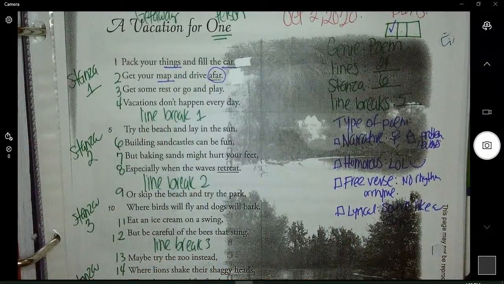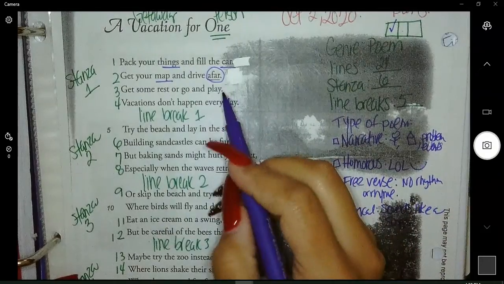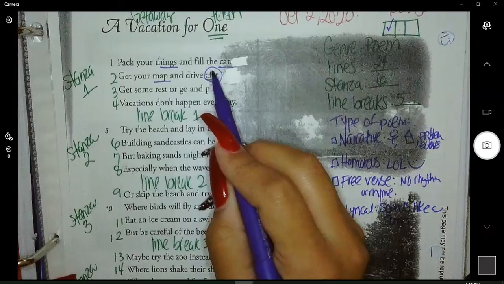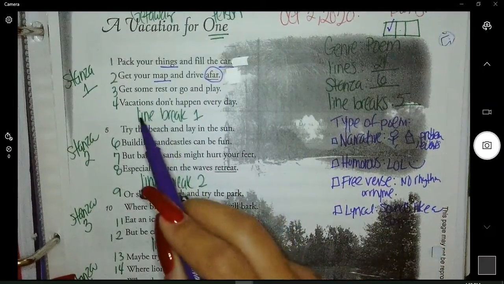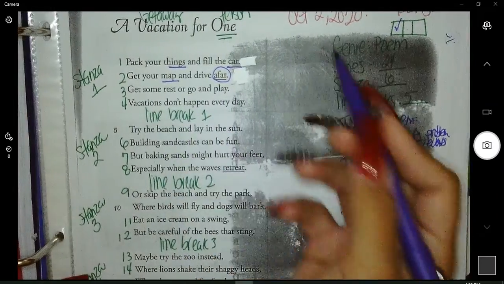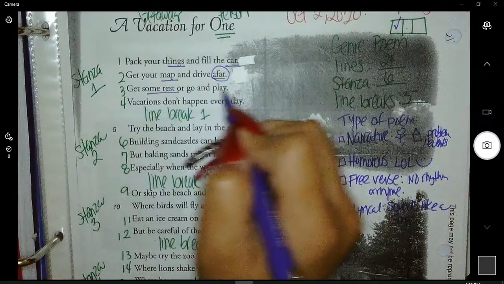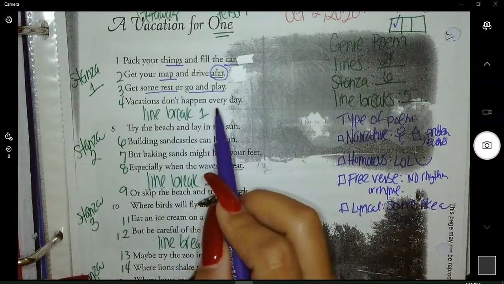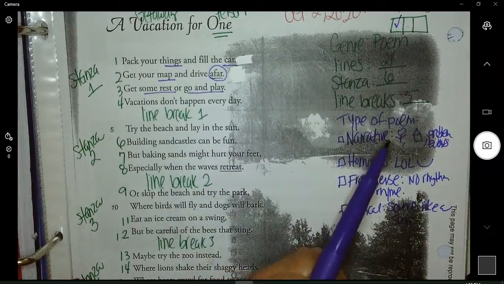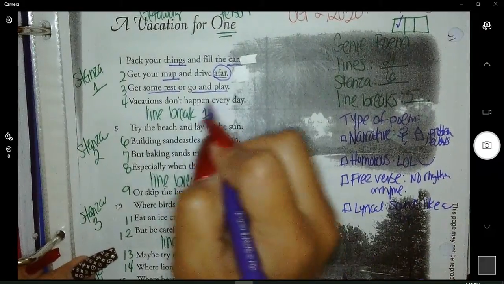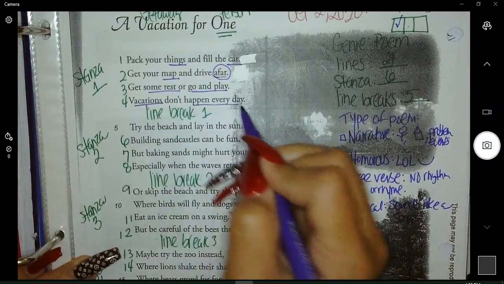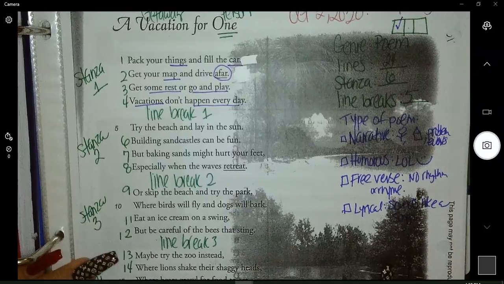Okay, so I have an underlined word, boys and girls. I know that's going to be very important. That's part of a text feature. I'm going to go ahead and circle it. Line 3, get some rest or go and play. So this one's telling me that I can get some rest or I can go and play. Line 4, vacations don't happen every day. That's true, right? We're not always on vacation. So this one, the speaker's telling me vacations do not happen every day.